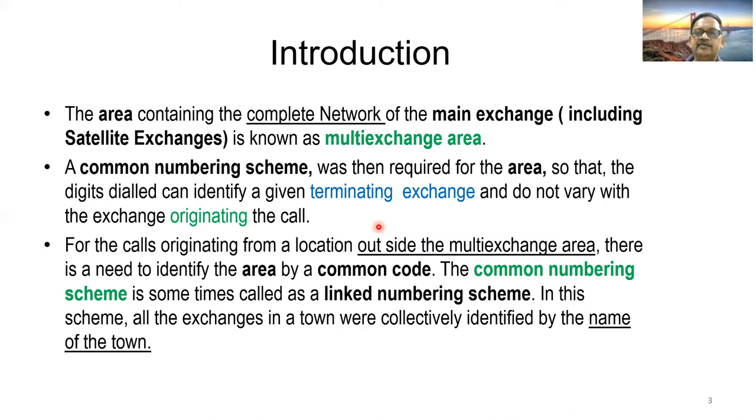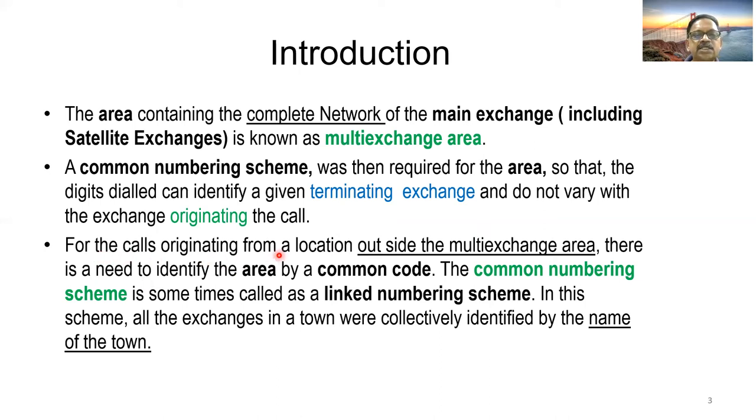In this multi-exchange area, somebody making a call need not call only the main exchange. He may be interested in speaking with a subscriber or customer of some other satellite exchange. So each exchange should be identified within the multi-exchange area. That is known as the terminating exchange, the exchange to which the call is meant. Somebody is dialing from Hyderabad to Vijayawada. There are some 15 to 16 exchanges in and around Vijayawada with three main exchanges, so the call can terminate on any of these 15 exchanges. Accordingly, we have to identify and route the call to the satellite exchange or the main exchange concerned.